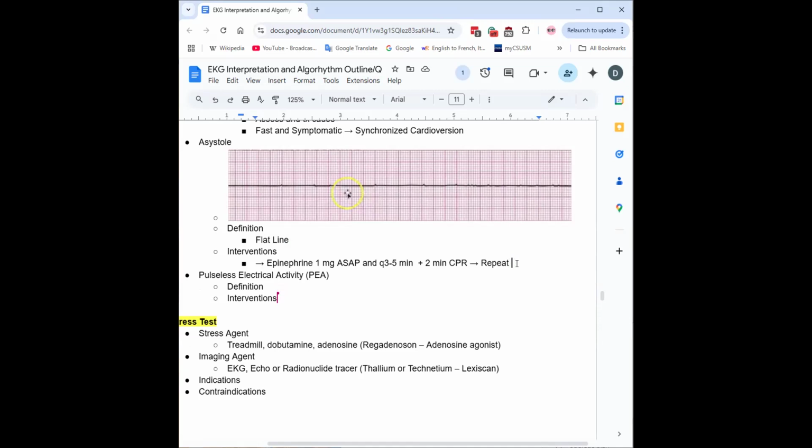Okay, shoot. So just 1 milligram epi ASAP, I'll remember this, every 3 to 5 minutes, and then 2 minutes CPR, and then repeat. Do your rhythm checks, and then hopefully there is return of spontaneous rhythm, or you change them into a shockable rhythm, so you can work through that. Pretty self-explanatory. The only thing I would note is that even though it's called a flat line, it can have a little twinge. Oh, I already said that.